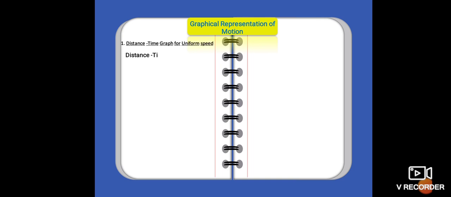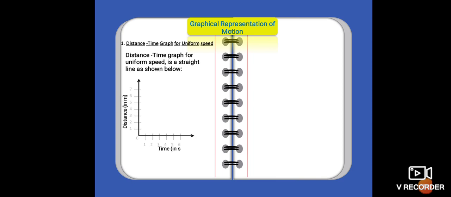Now come to the graphical representation of motion. There are so many graphical representations which give us speed as well as acceleration. Okay, so the first graphical representation of motion is the distance time graph for uniform speed. You know about uniform speed? That is the distance time graph for uniform speed, which gives us a straight line.